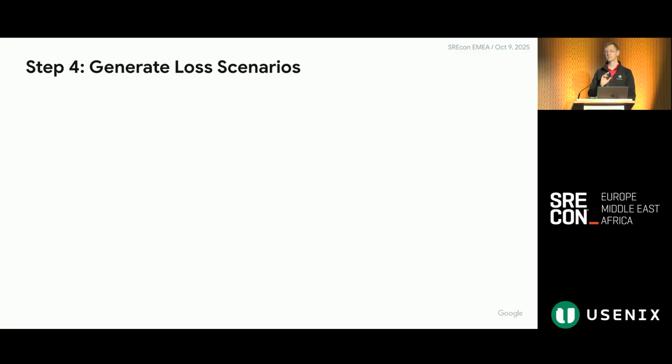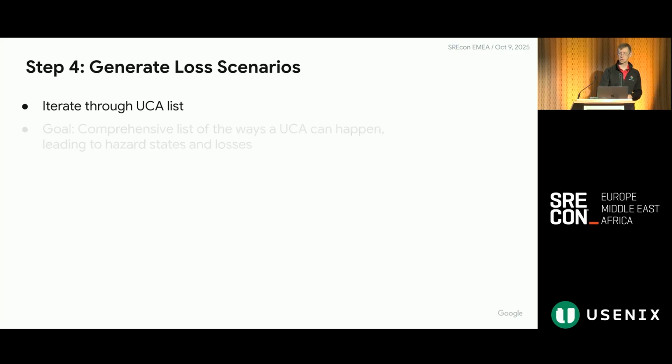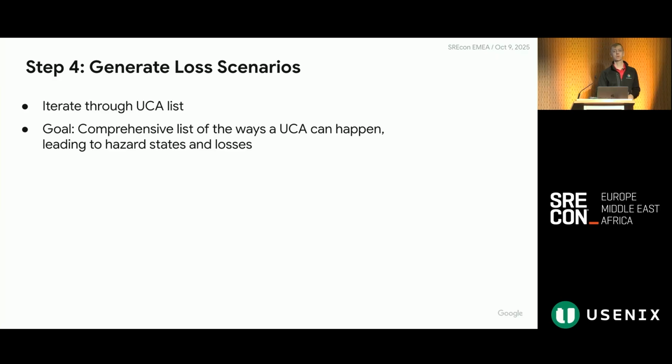So we have our list of unsafe control actions. With that list in hand, we can now start going through them one by one and reason about why that controller would issue that unsafe control action, or in other words, why part of the system would behave in an unsafe manner. We know that UCAs lead to hazard states, and hazard states are going to lead to a loss under worst case conditions. So at the end of this step, we're going to have a comprehensive list of scenarios, basically how unsafe behavior in our system can lead to hazards and losses.